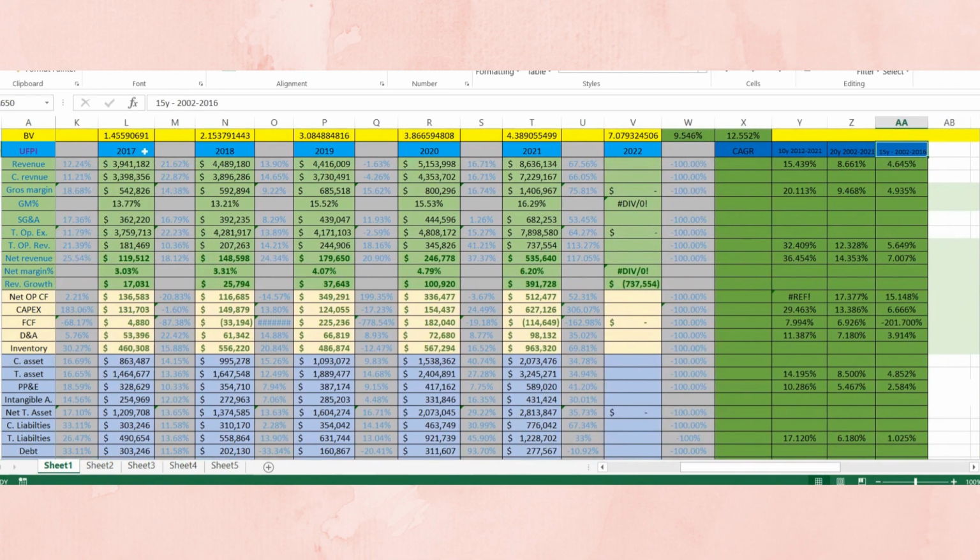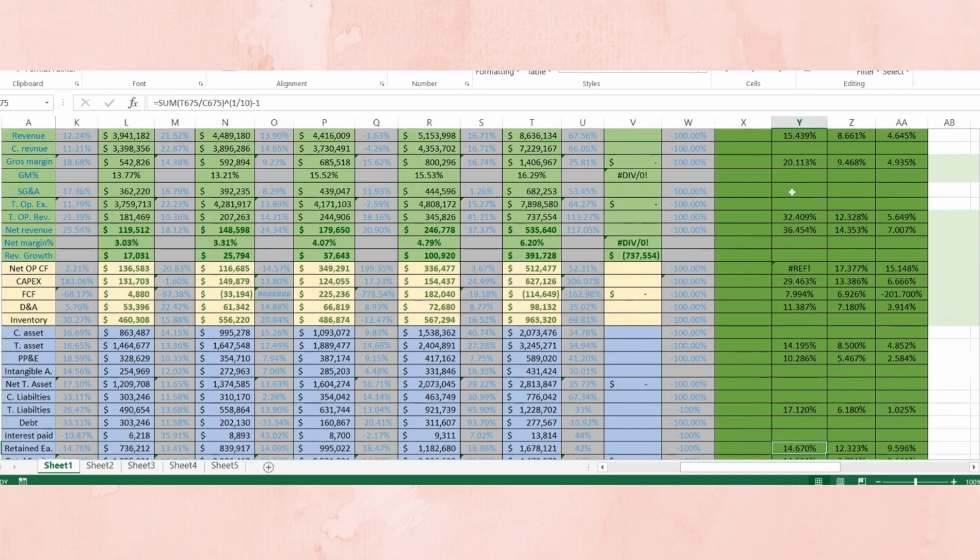Then at the end I have the compound annual growth. Automatically, I know what the compound annual growth was for the last 10 years, from 2012 to 2021, and for the last 20 years and 15 years. This is my first step. Everything is automatically calculated: the revenue, the growth, the net revenue, the operating margins, the assets, everything. So how do I do this?